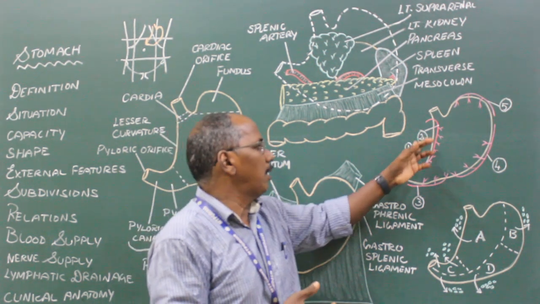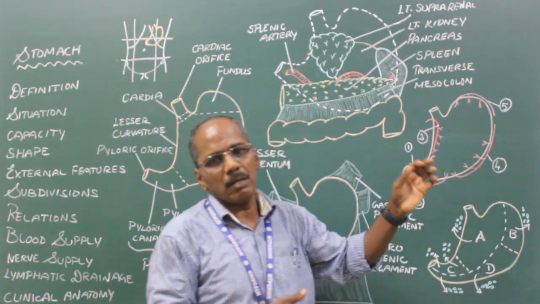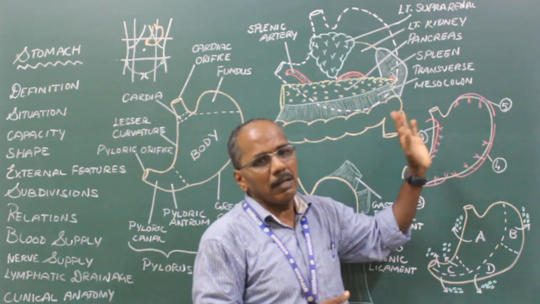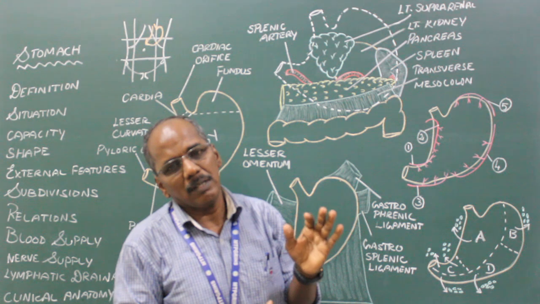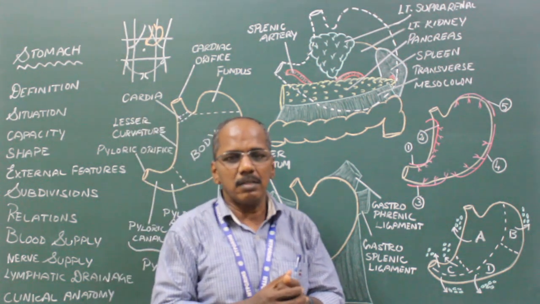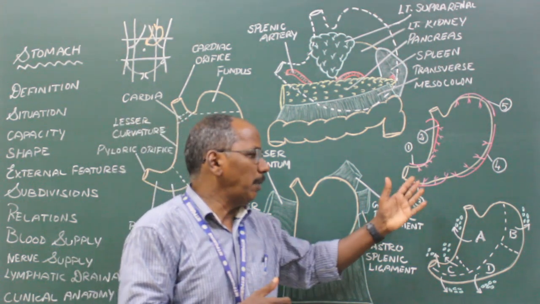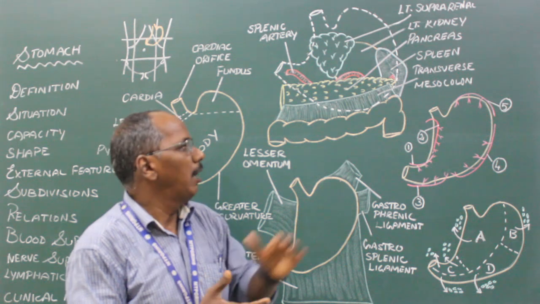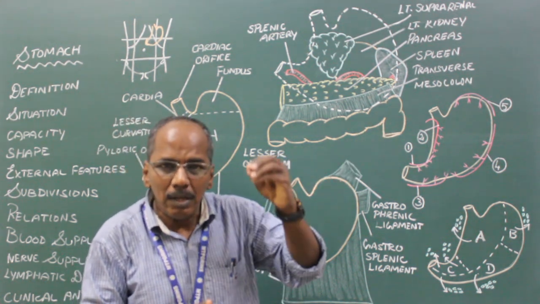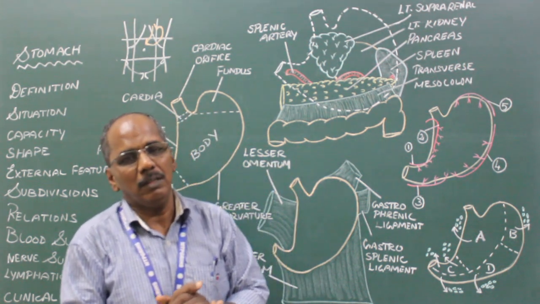The right and left gastric arteries lie along the lesser curvature. The right gastroepiploic and left gastroepiploic arteries lie along the greater curvature. The short gastric artery lies near the fundus, and the posterior gastric artery lies on the posterior surface of the stomach. Venous drainage, it is drained by right and left gastric vein, right gastroepiploic vein, left gastroepiploic vein, and short gastric vein. All these veins finally drain directly or indirectly into the portal vein.